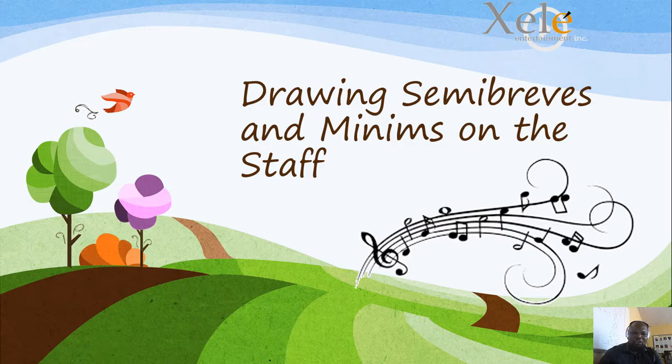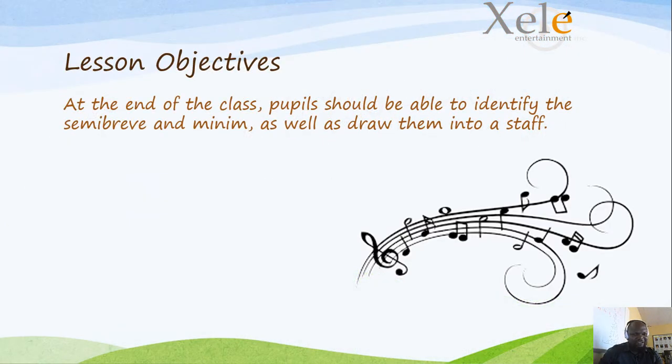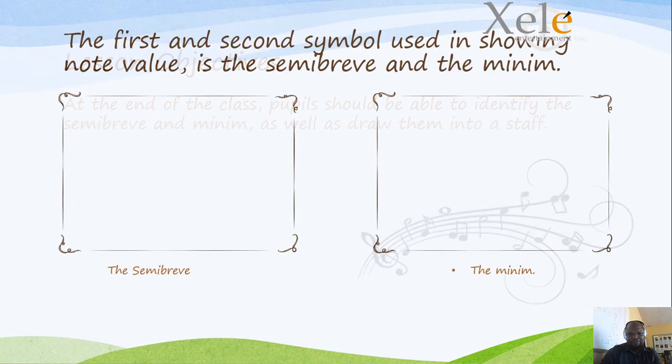Today we will be looking at drawing semibreves and minims on the staff. So at the end of the class, it is expected that every pupil should be able to identify the semibreve and minim. They should also be able to draw the semibreve and minim into a staff.